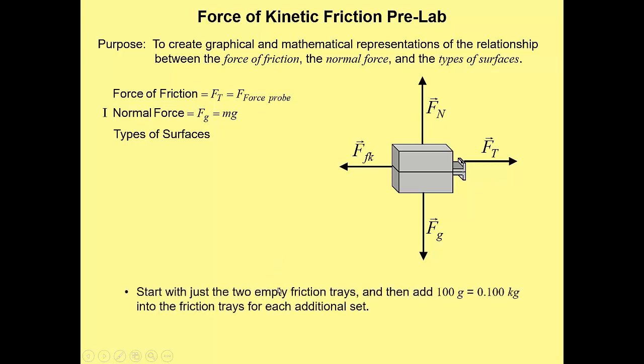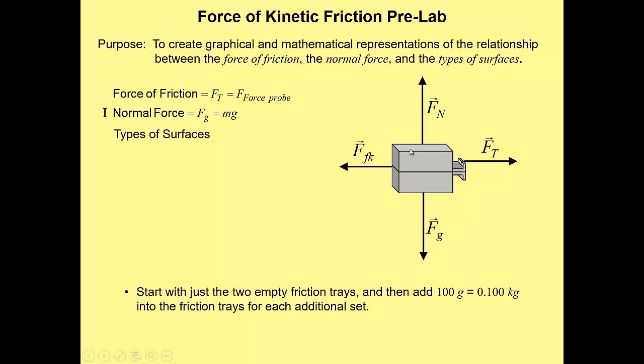The way you're going to do this lab, as you'll see on your lab sheet, is you're going to start out with just the two friction trays, and then you're going to add 100 grams at a time into the friction trays for each additional set, each additional trial. Okay? Now be careful. The mass you need to calculate the weight, to calculate the normal force, is the total mass of both trays plus anything you put inside. So be careful when looking at the lab sheet, all right? I tried to show you that with a couple of different columns.